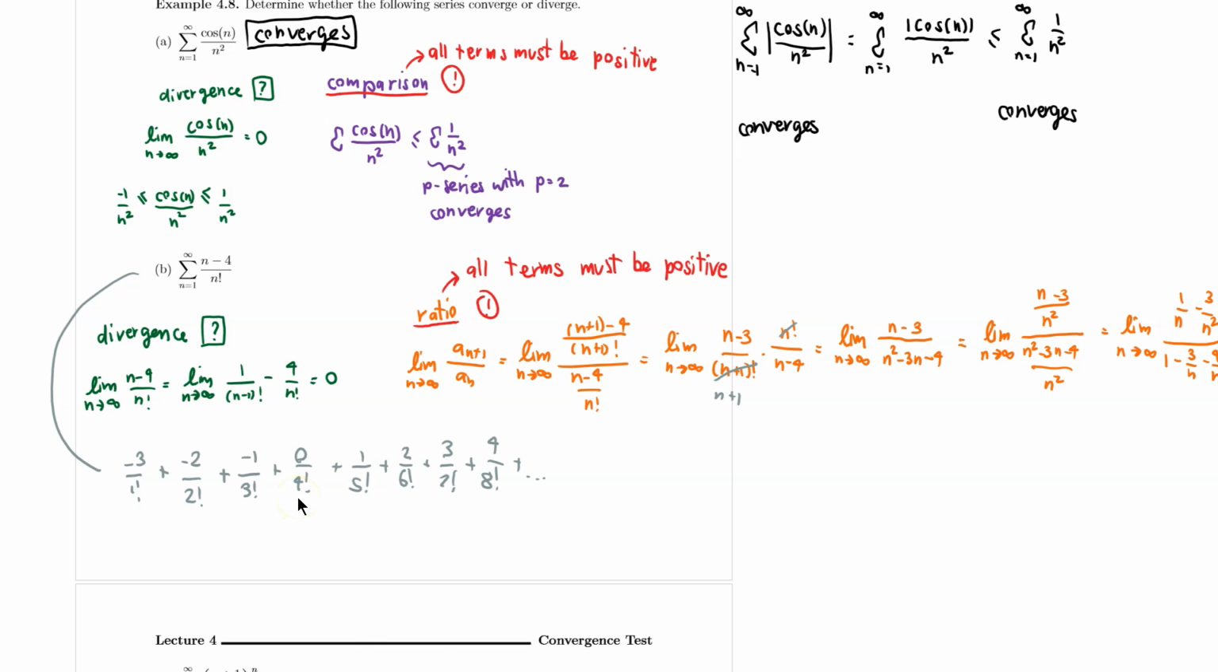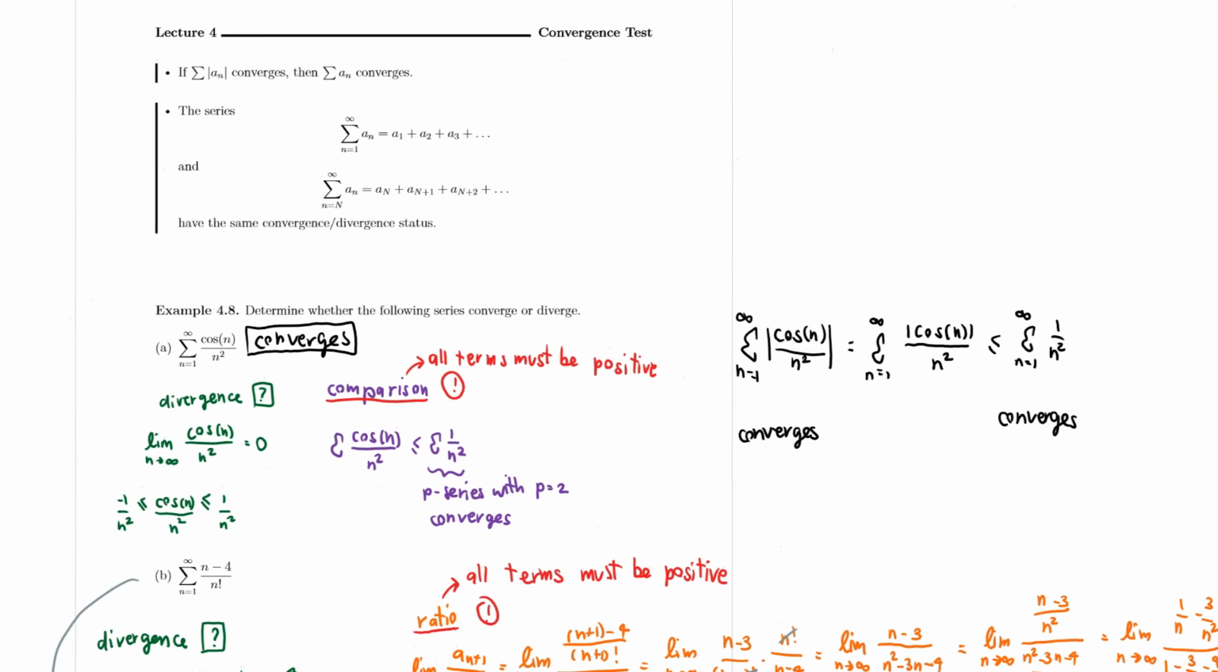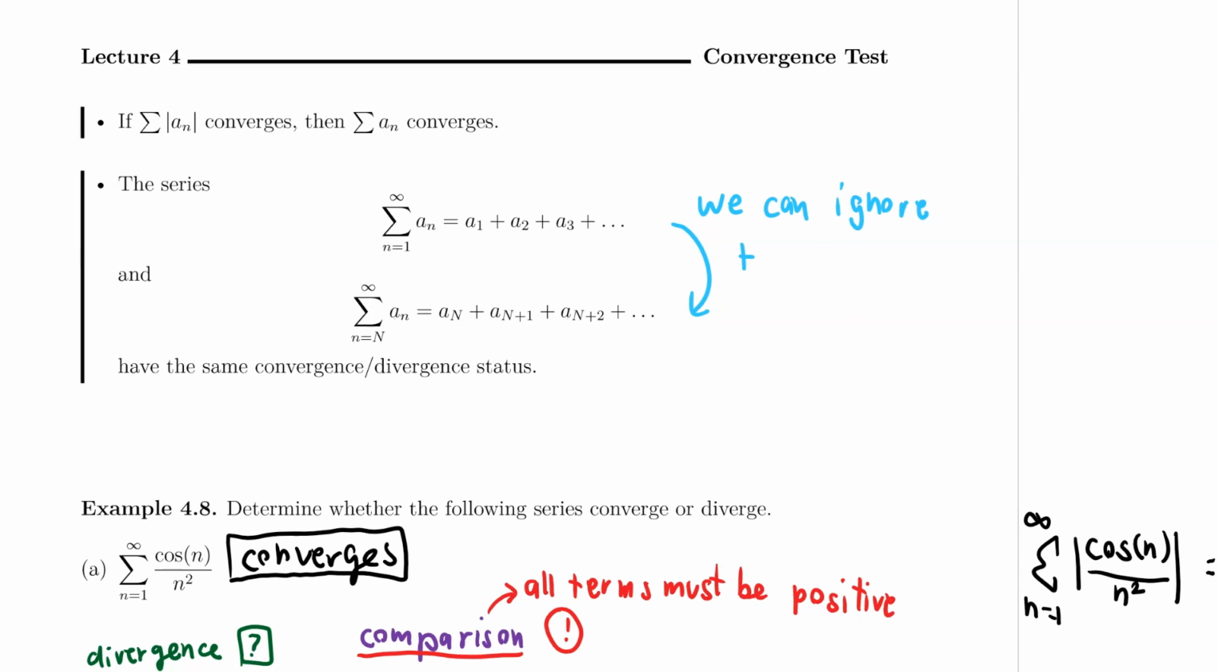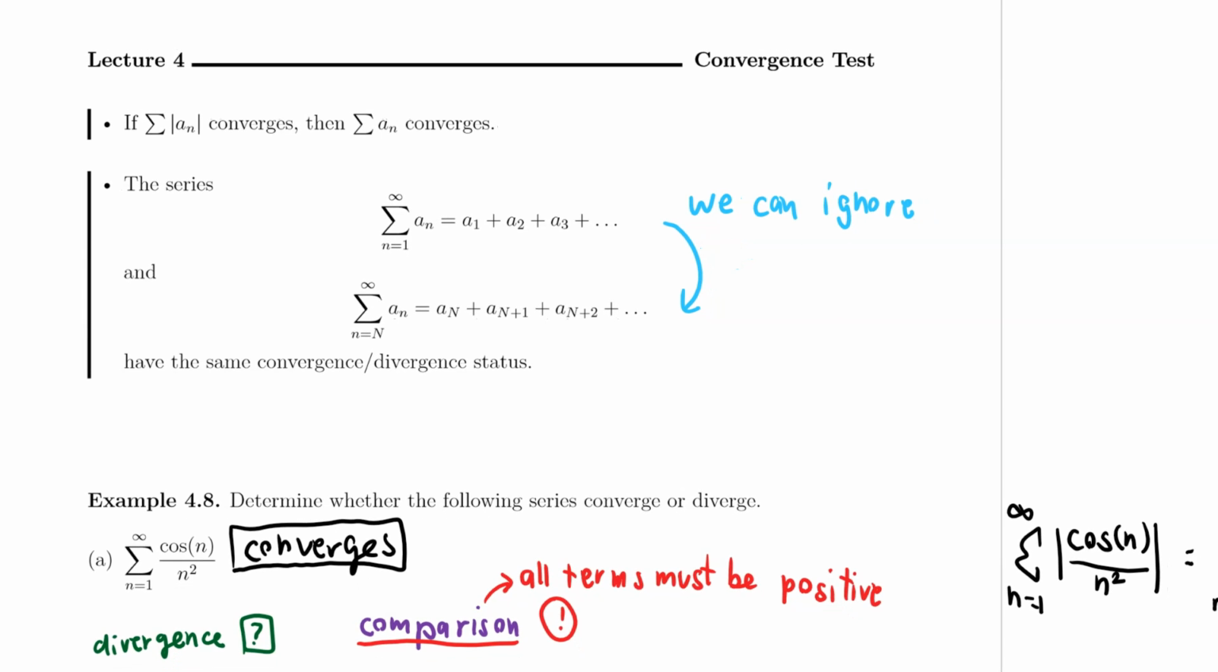Well, there is a way that we can fix this. So let me go back to the second principle here. In a nutshell, this second principle says that we can ignore the first few terms in the series.